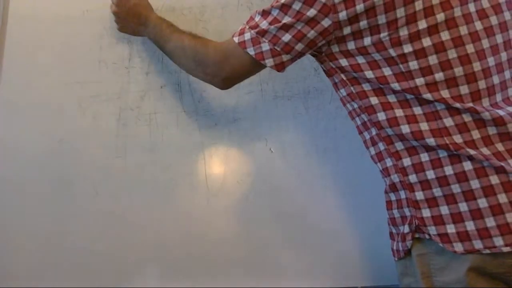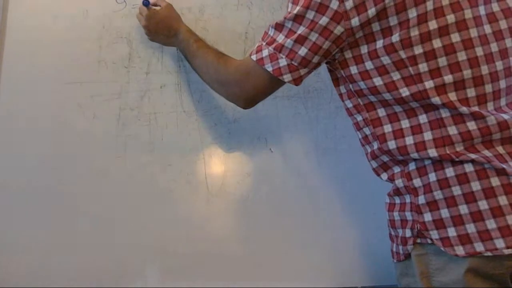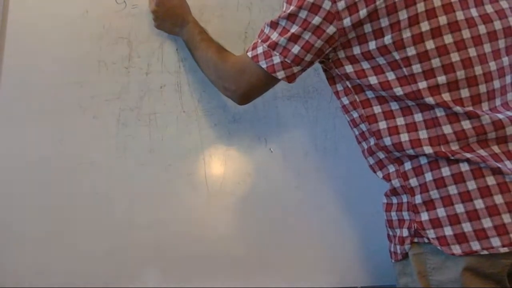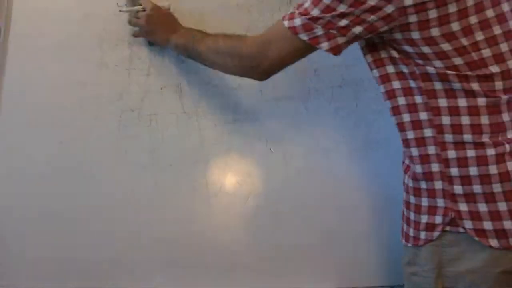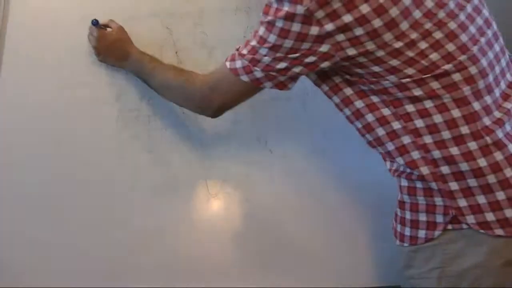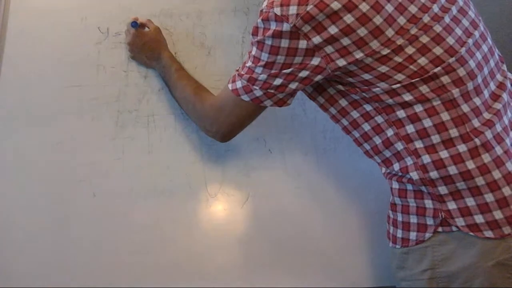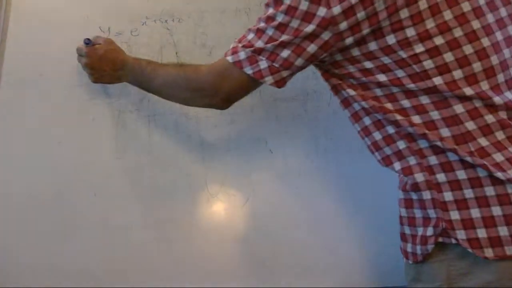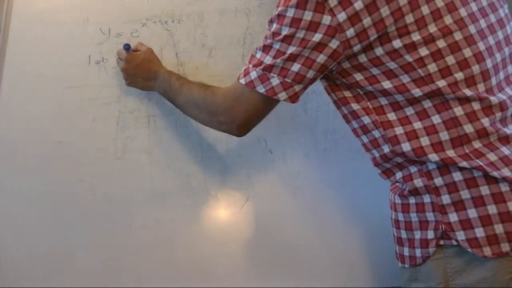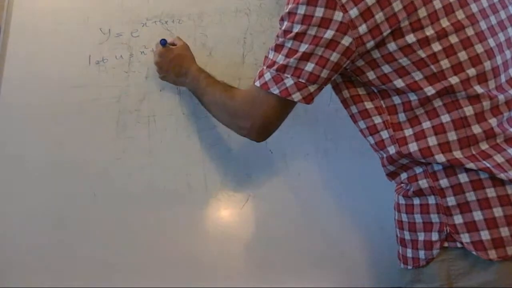So let's say y equals e to the power of x squared plus 5x plus 2. Okay, so let's make it complicated. Let me just write it slightly below. So y equals e to the power of x squared plus 5x plus 2. You do the same thing. You let u equal x squared plus 5x plus 2. So you let u equal the inside function.